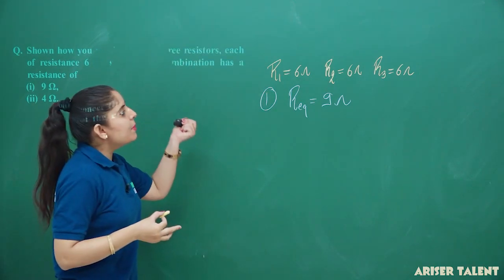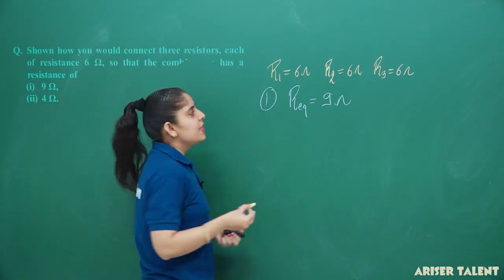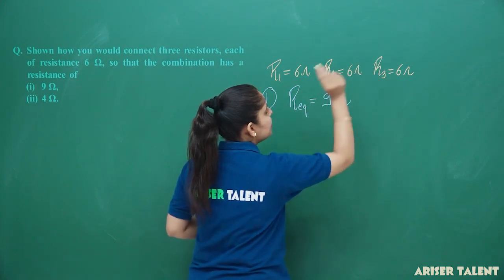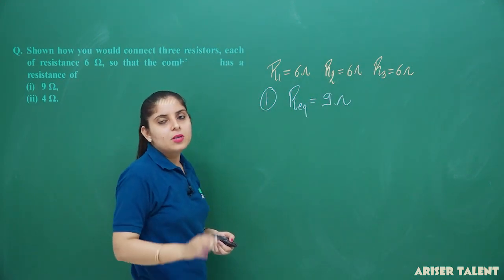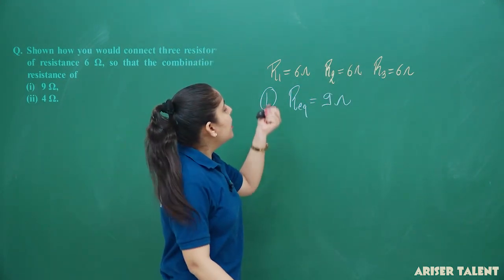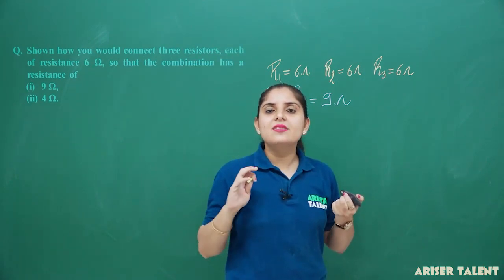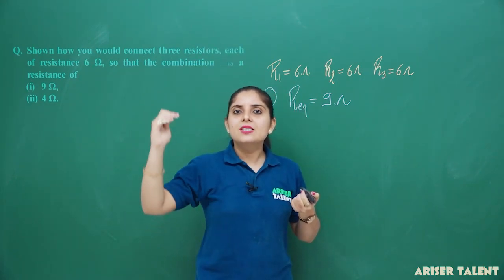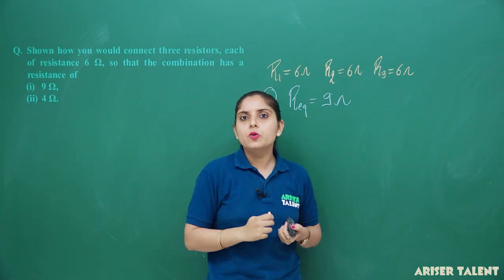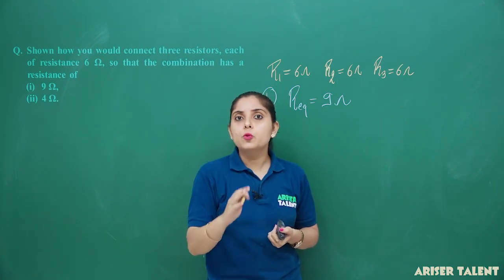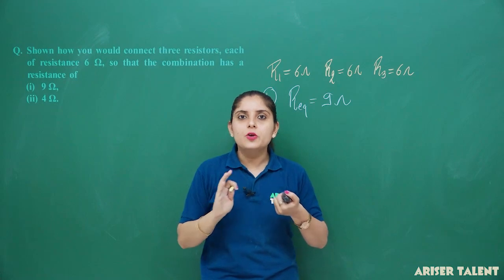Now, suppose I am connecting all these resistors in series. It will give you 6 plus 6 plus 6, which came out to be 18 ohm. So, this is not a correct option. If I connect all these resistors in parallel, I will get 1 upon 6, 1 upon 6, 1 upon 6. It came out to be 3 upon 6, that gives you 2 ohm. Again, both our conditions are not satisfied.